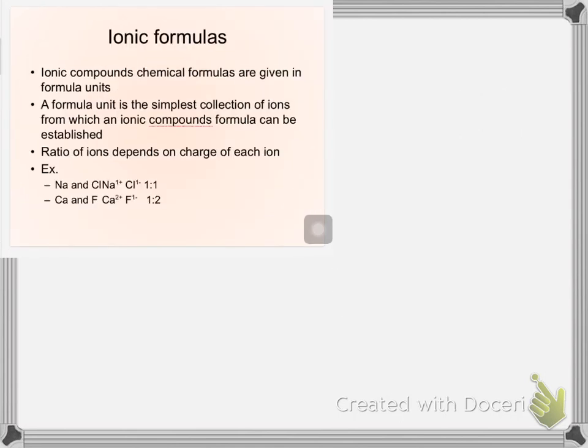A couple things. Well, it makes it so that their formulas are not like the molecular formulas we've been dealing with, where it actually means that there are 2 hydrogens and 1 carbon and 1 oxygen. It means it's just a ratio.